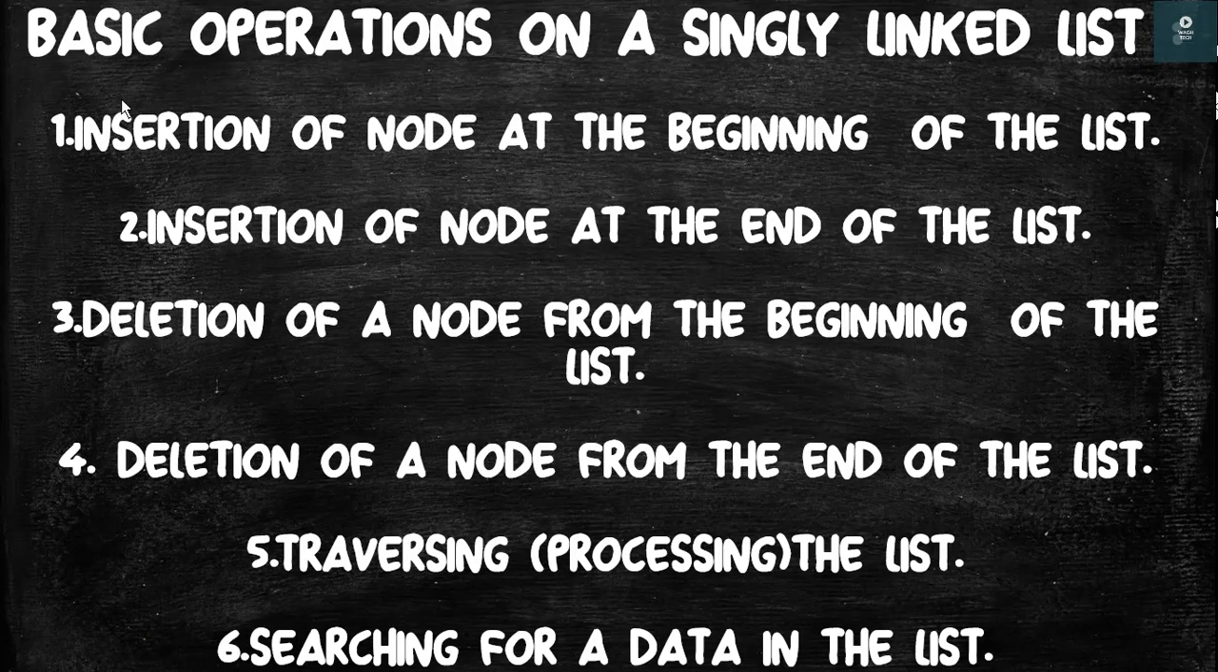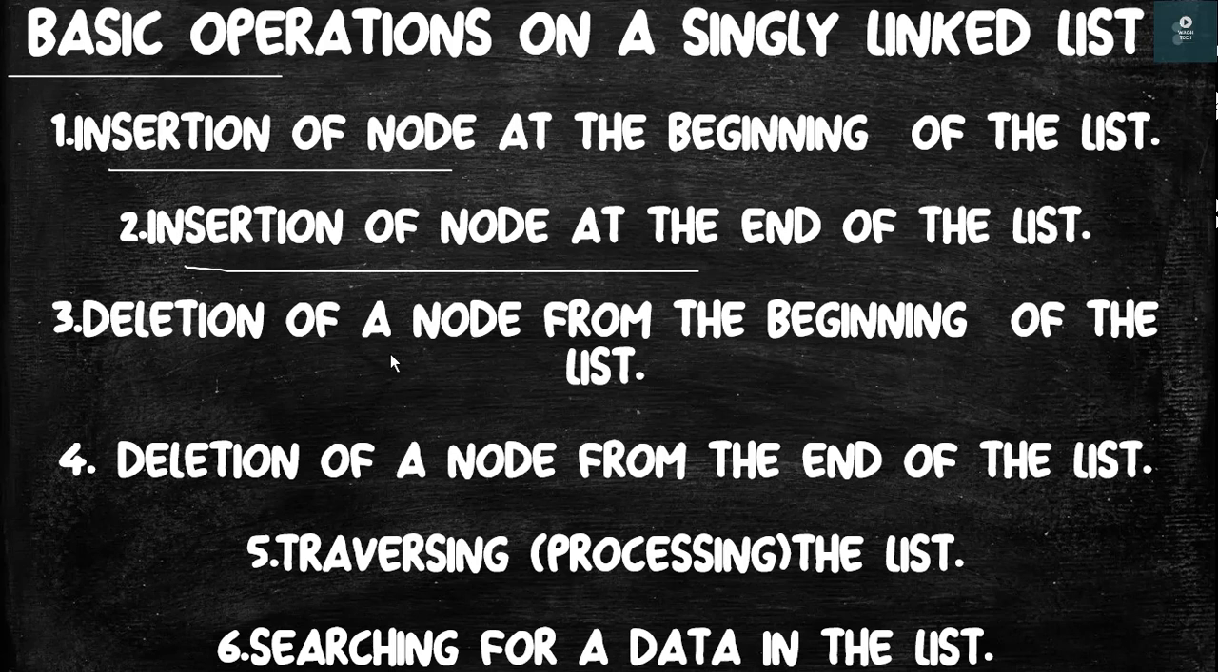Now here we have some basic operations that we can perform on a singly linked list. We can insert a node at the beginning, we can insert a node at the end, we can delete a node from the beginning, and we can delete a node from the end. We can do traversing, that is, processing. For example, we can display the list and we can also search for an element or data inside the linked list. These are the operations that we'll perform in other videos.